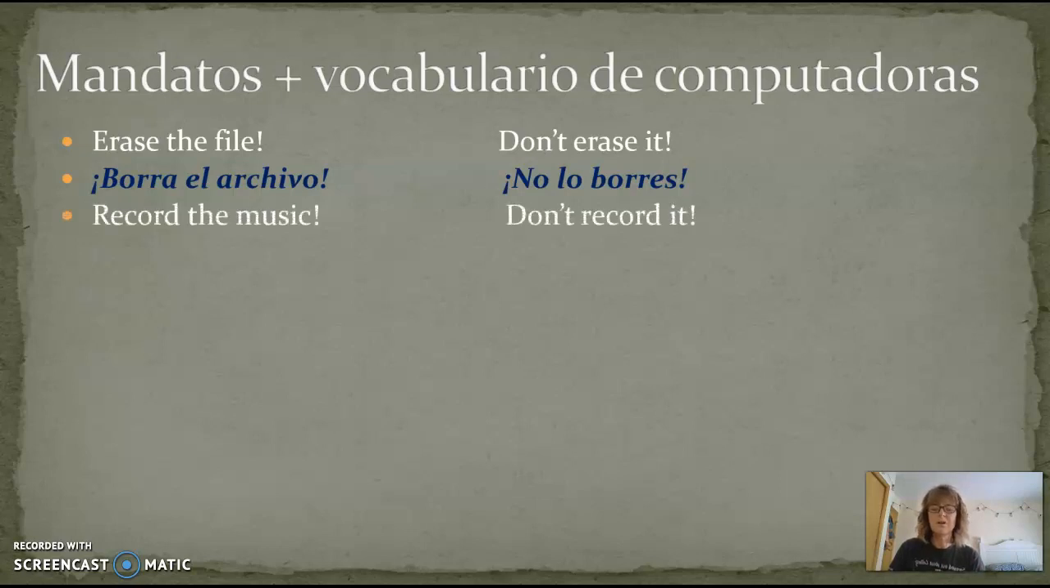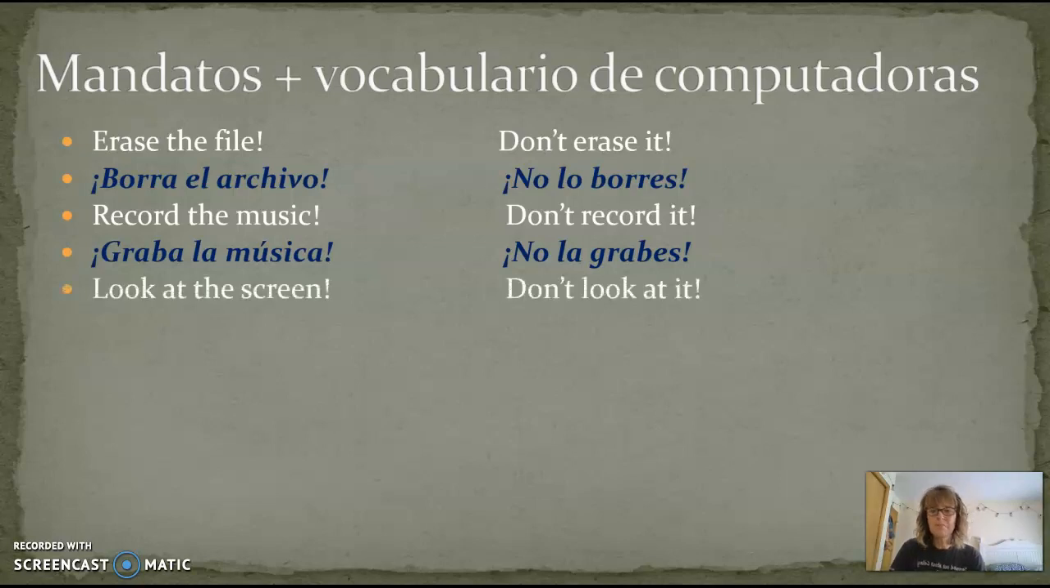Next one, try this one. Record the music. Don't record it. Pause the video. Provide those and then start it up again. Graba la música, no la grabes. La, referring to la música, goes in front.